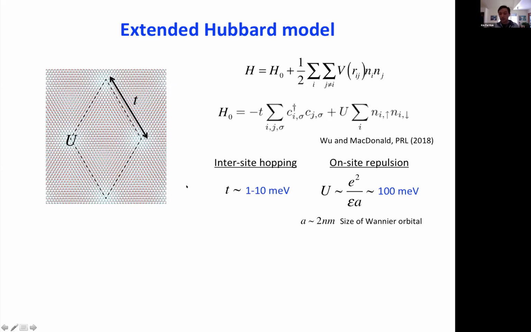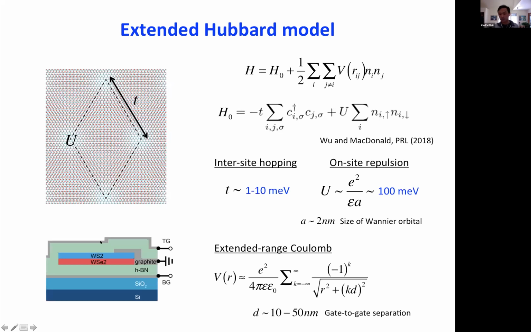In addition to the on-site Coulomb interaction, this is the typical device structure that we investigate in our study. Usually the heterostructure is embedded between two gates in the system with a hexagonal boron nitride gate dielectric. And so there is an extended Coulomb term that should be included in the Hubbard model. So it's called the extended Hubbard model.